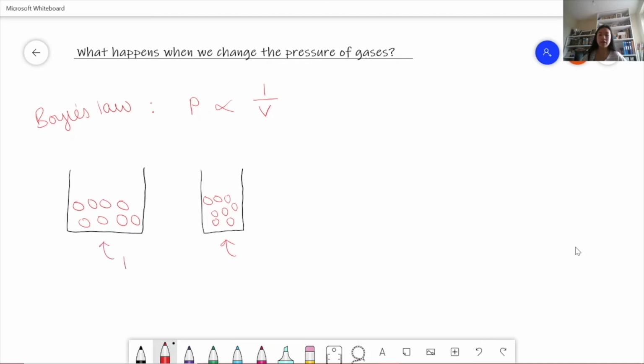So if we called this P, then this will be equal to 2P because the volume has decreased by a half. And so what this does for the rate of reaction is it increases it. And that's because there are more collisions per unit time. And so actually there are more successful collisions per unit time, which means that more of the particles will react with each other. And that increases the rate of reaction.